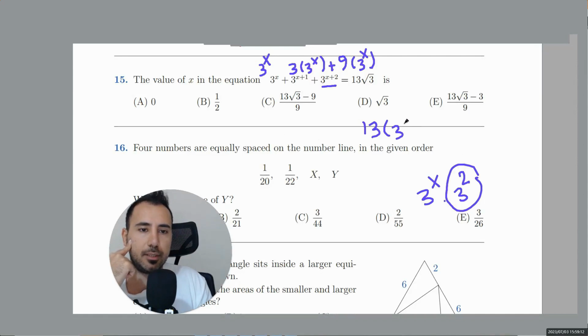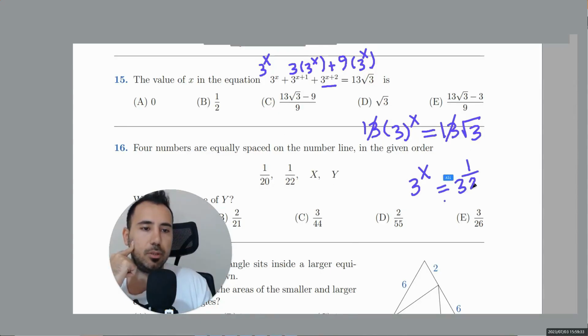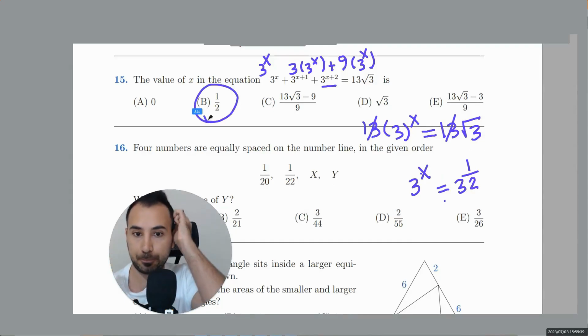3 to the power of x equals 13 times the square root of 3. So both sides are canceled by 13. So 3 to the power of x equals the square root of 3. Instead of that, I could write it as 3 to the power of 1 over 2. Compare, x equals 1 over 2. Okay.